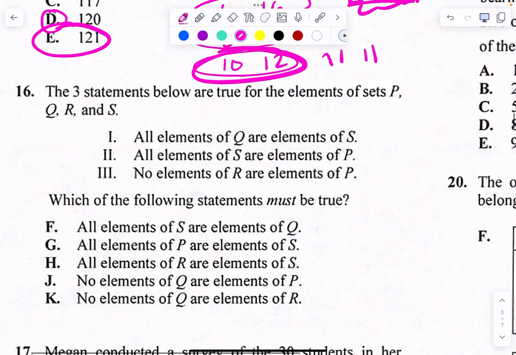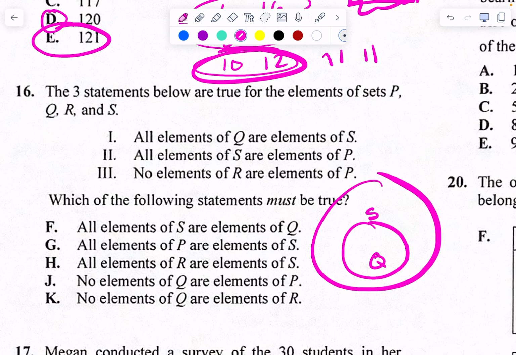All right. Number 16. The three statements below are true for the following element sets, Q, R, and S. Okay, all elements of Q are elements of S. So Q is here and S is here. All elements of S are elements of P. So P is here. No elements of R are elements of P. So R has to live over here because R doesn't live inside of P. So all elements of S are elements of Q.